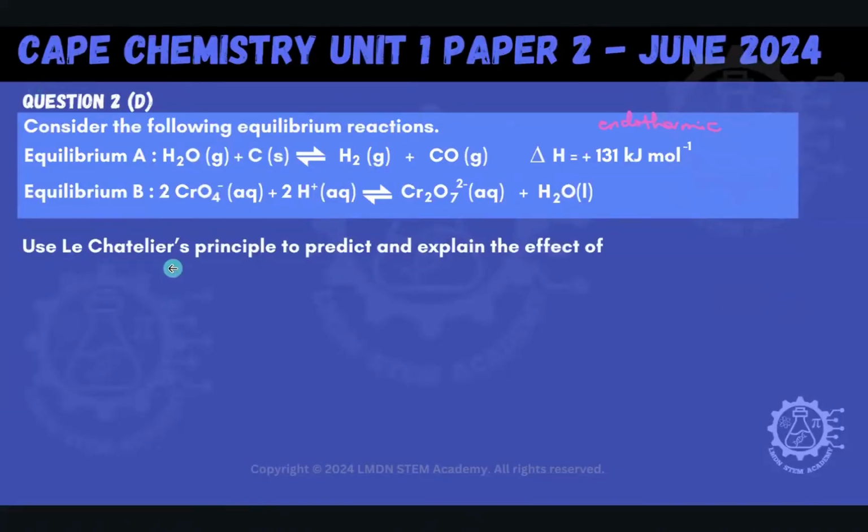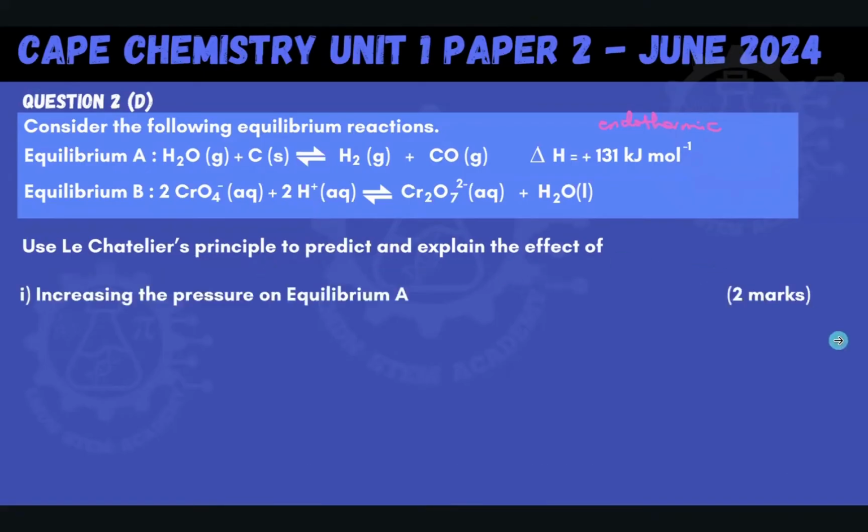So now we're being asked to use Le Chatelier's principle to predict and explain the effect of increasing the pressure on equilibrium A. Right, so let's look at equilibrium A again. Increasing the pressure on equilibrium A. When we think about doing anything to a pressure, what we have to immediately think about is which side of the reaction, the reactant side or the product side, has more gas molecules, or fewer gas molecules. Do both sides of my equation have the same number of gas molecules? If not, when you change the pressure, something is gonna happen. Now figuring out what's gonna happen is where it gets interesting.